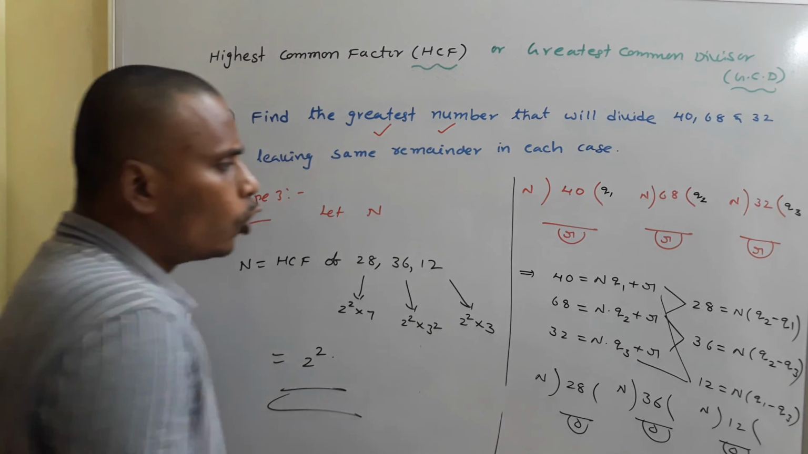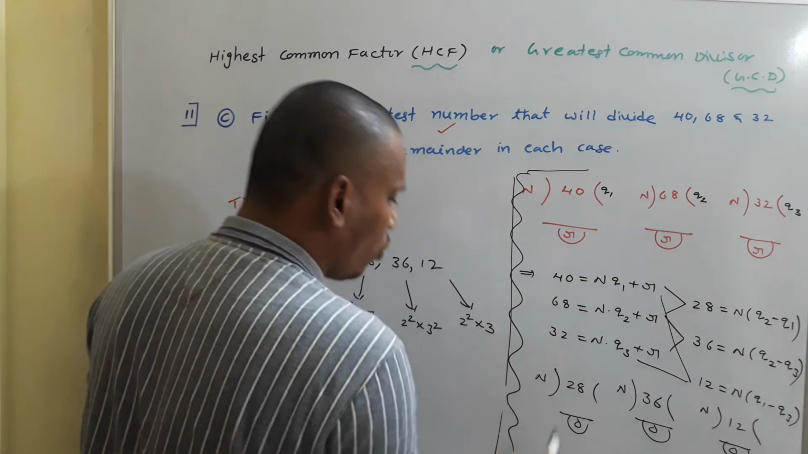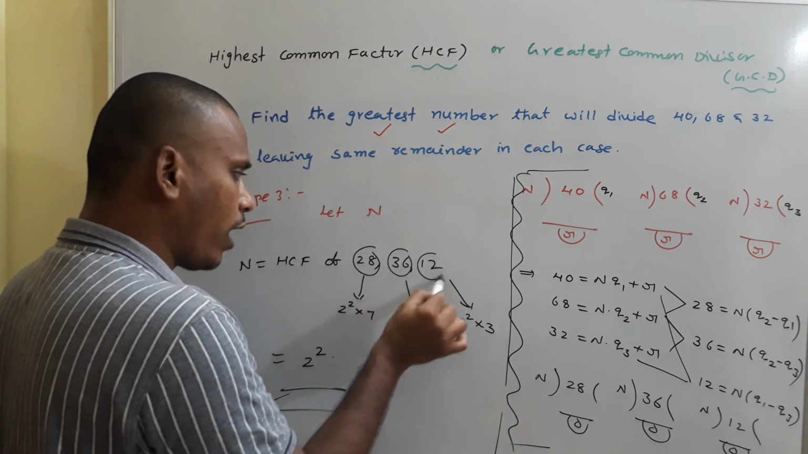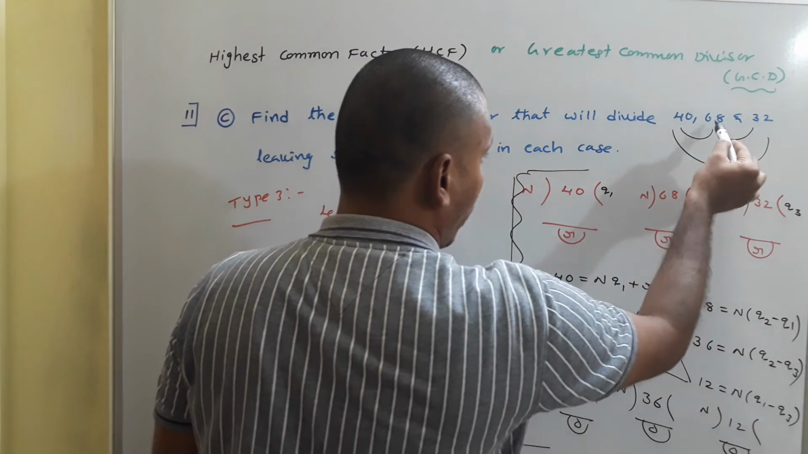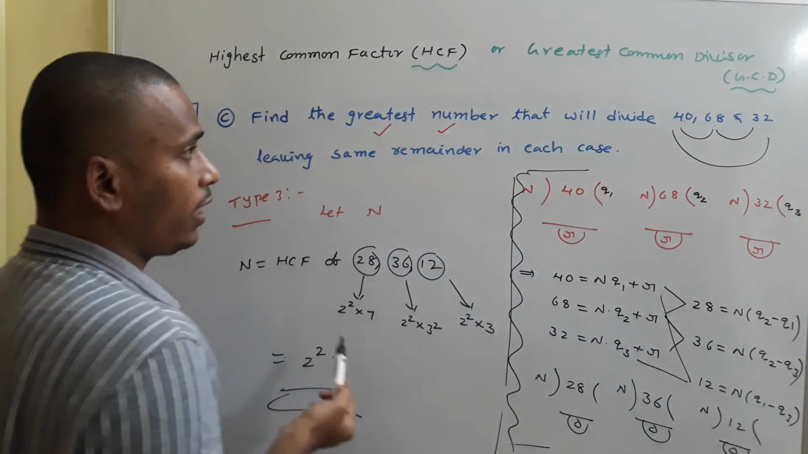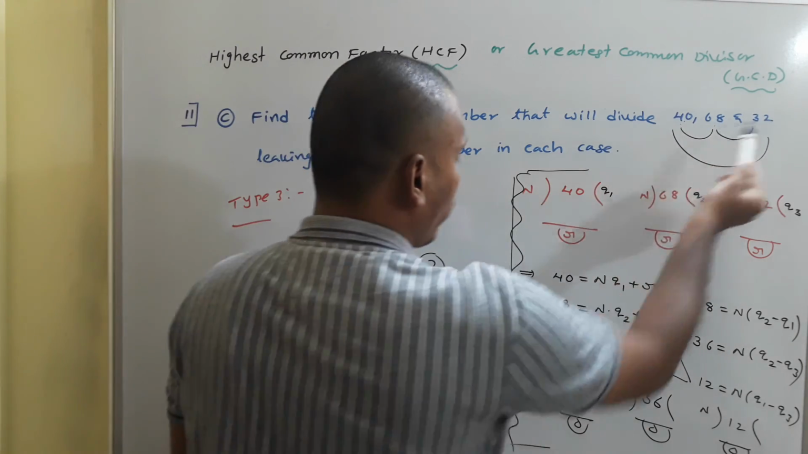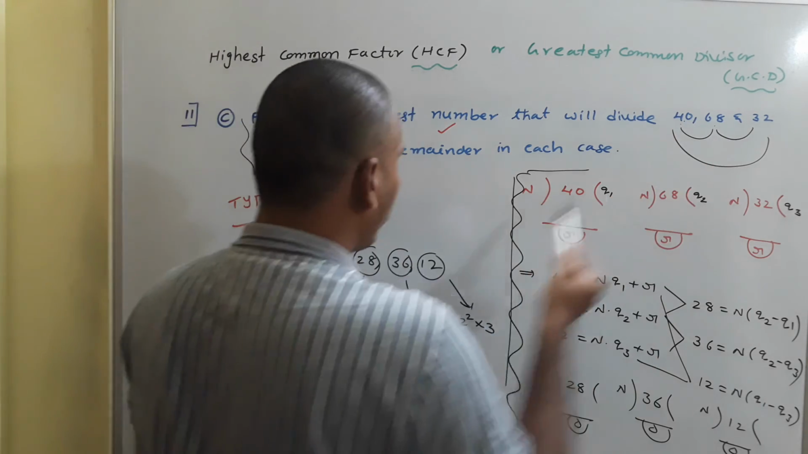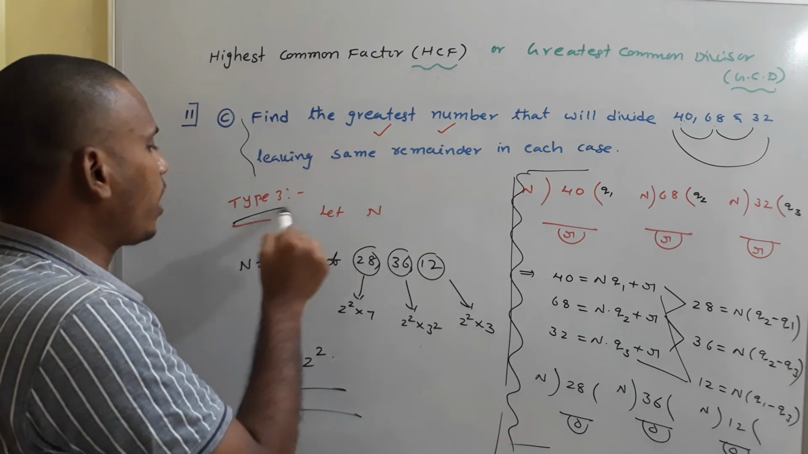So this is the way of solving this particular problem. See, no need to do this process each and every time. As I said, no need to do this. You just directly identify this 28 and 36, 12 just by calculating the difference between these two numbers. Difference of 68 and 40 is 28. Difference of 68 and 32 is 36. As well, difference between 40 and 32 is 12. So for this type of problem, you just directly identify the difference and find its HCF, which is the required answer. This is type 3.